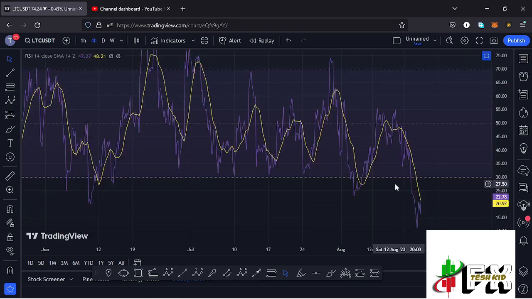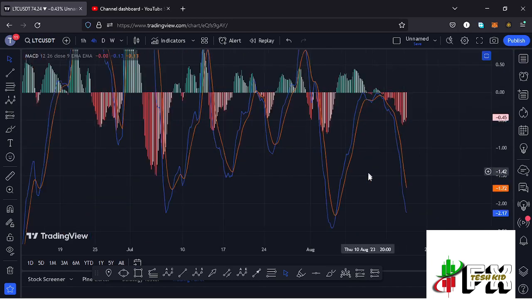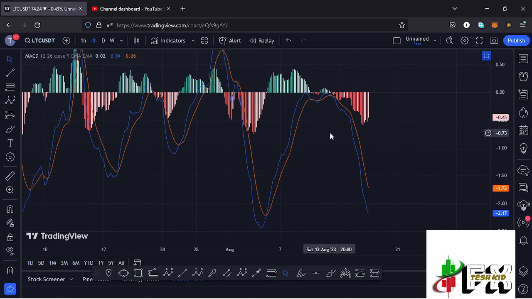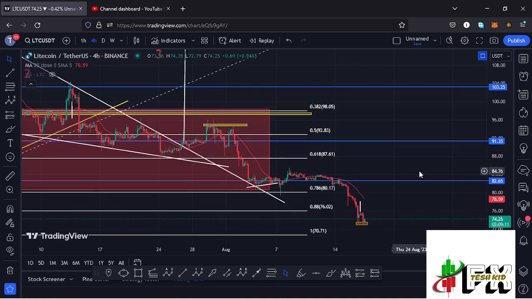On the RSI, we are trading at around the 20 mark, fully supporting higher prices since we have managed to get into the oversold region here on the RSI. On the MACD, we have been able to print a bearish cross, still suggesting further breakdown. So let's be patient and see how that plays out, and I will be keeping you up to date.